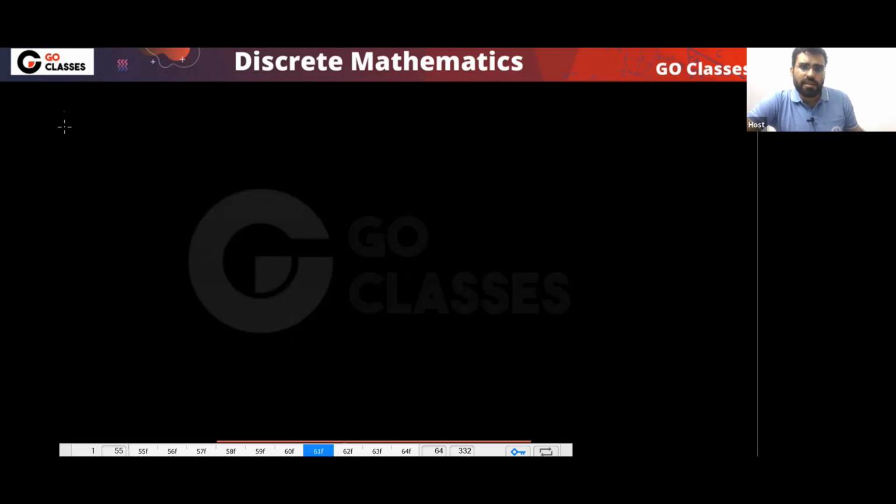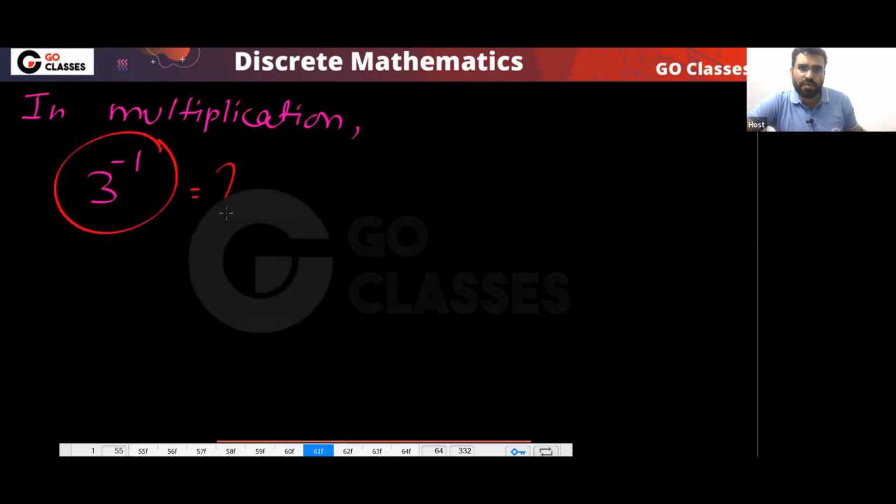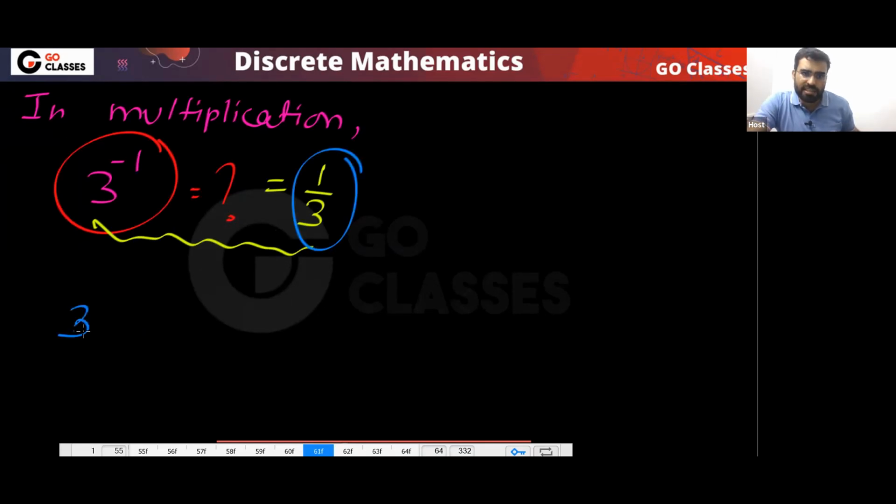For example, what is the inverse of 3 in multiplication? Inverse of 3, what will that be? What will you say? You will say 1 by 3. If I ask what is the inverse of 3, many people will say 1 by 3. So which definition are you applying?